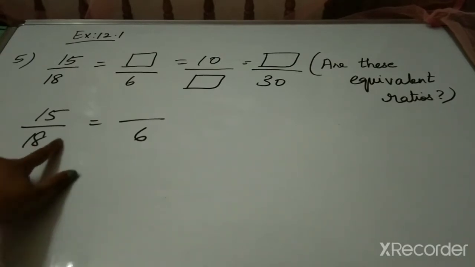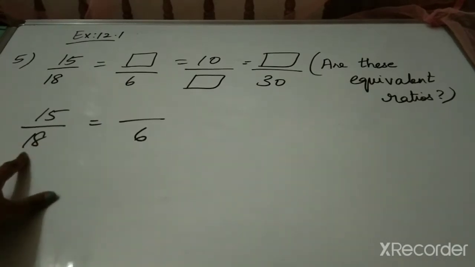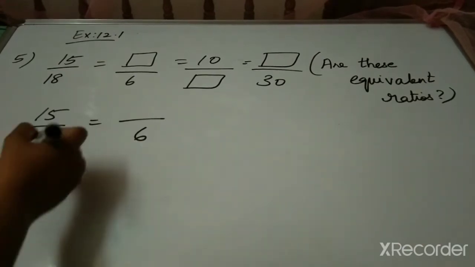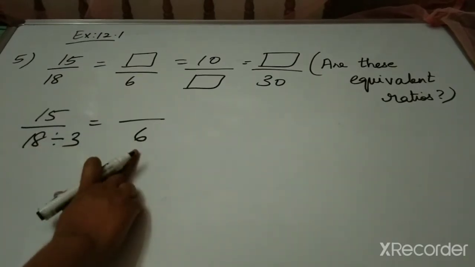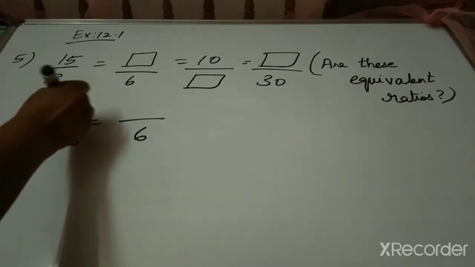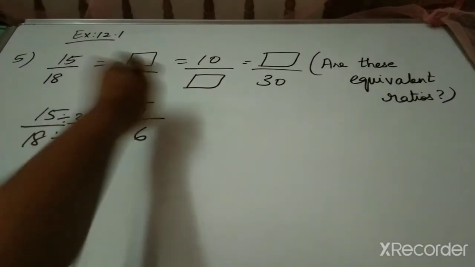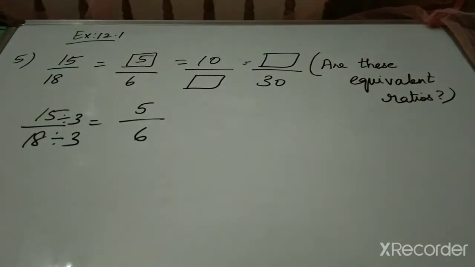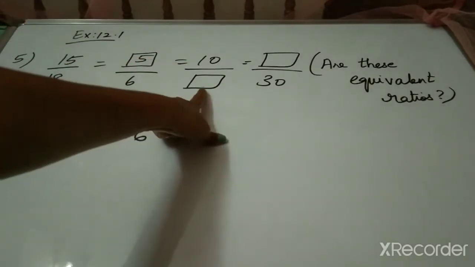So 18 divided by 3. 3 6s are 18, yes or no? So 18 divided by 3 will be equal to 6. The denominator I am dividing by 3 to get 6, so the numerator also I have to divide by 3. So 15 divided by 3 is 5. Now we have 5 in this box. Clear, children?